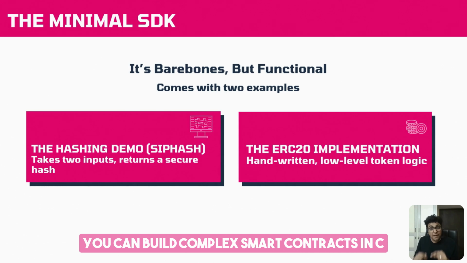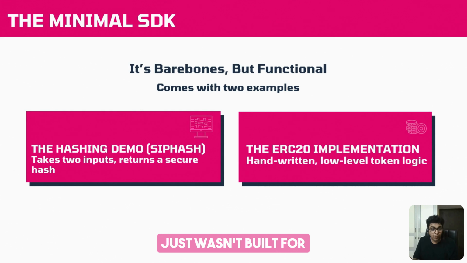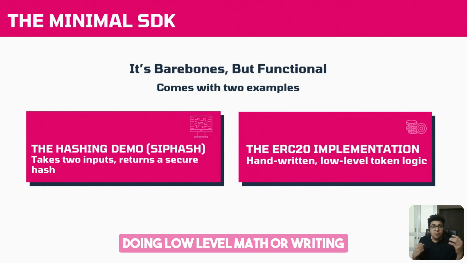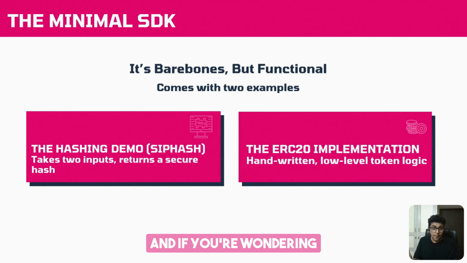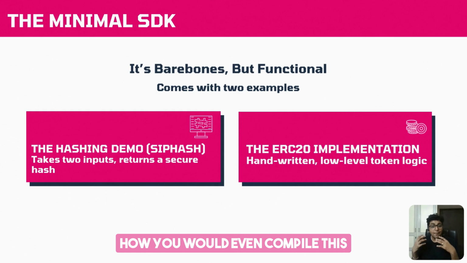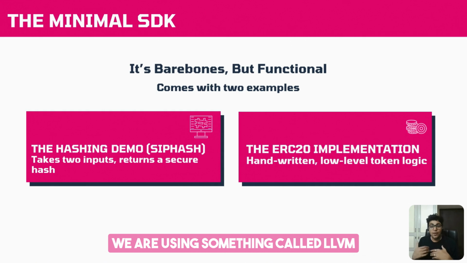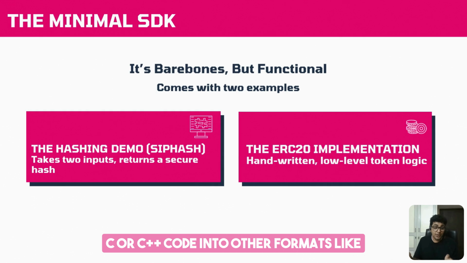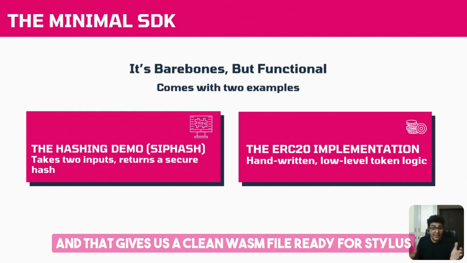You can build complex smart contracts in C, and more importantly, you can do things that the EVM just wasn't built for, like manipulating raw memory, doing low level math, or writing your own custom token logic from the ground up. And if you're wondering how you would even compile this, it's not as intimidating as it sounds. We are using something called LLVM, which is basically a set of tools that helps convert C or C++ code into other formats, like, in our case, WebAssembly. And that gives us a clean WASM file ready for Stylus.